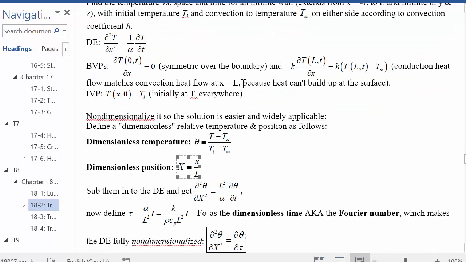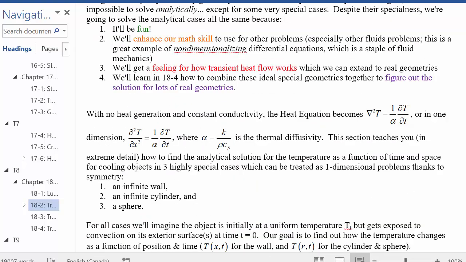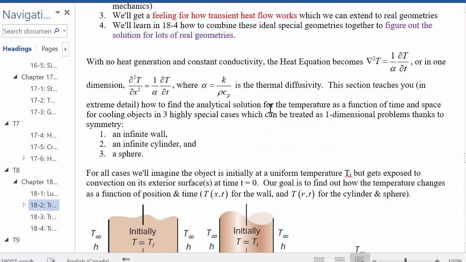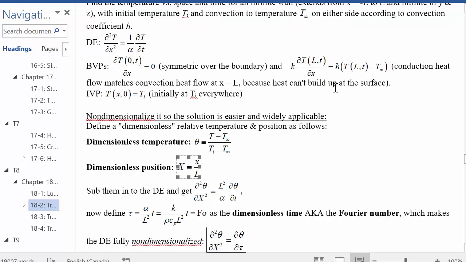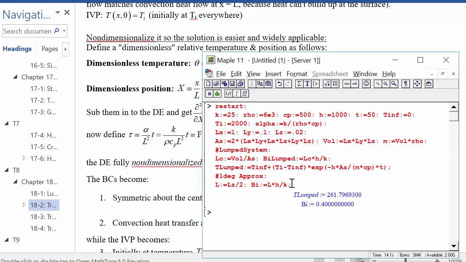and alpha doesn't depend on which approximation we're using, so we can put that calculation at the top. It's k over rho Cp. Okay, that's thermal diffusivity. Now we've got the pieces of information that we need to figure out the Fourier number, which is alpha over L squared times t.